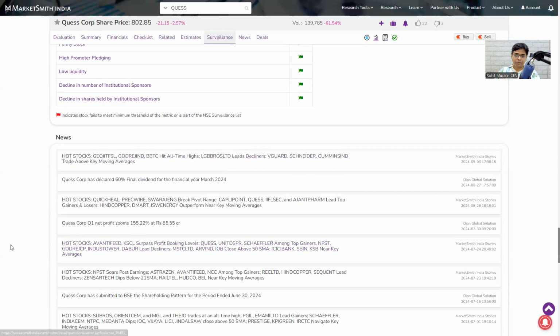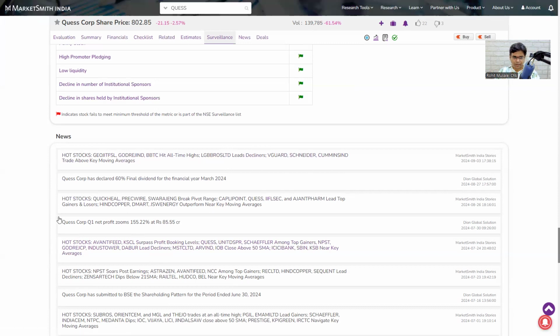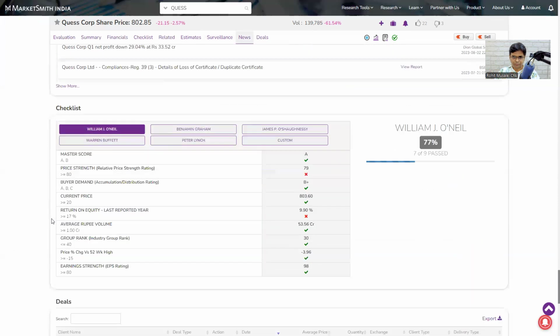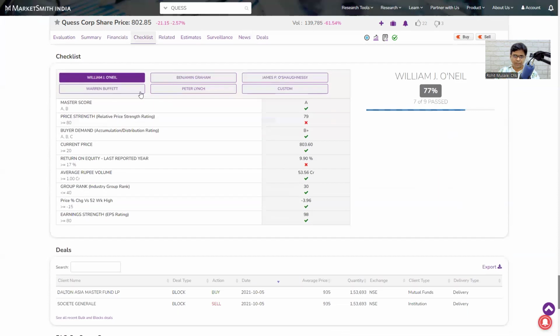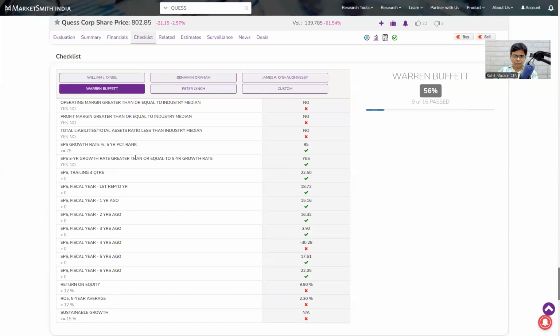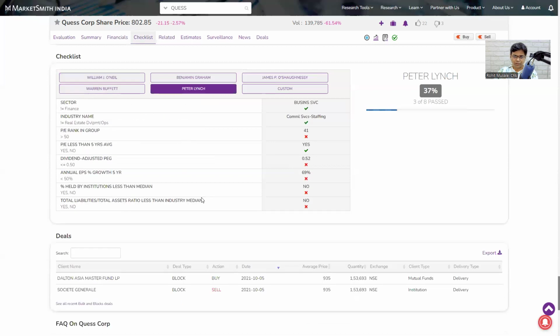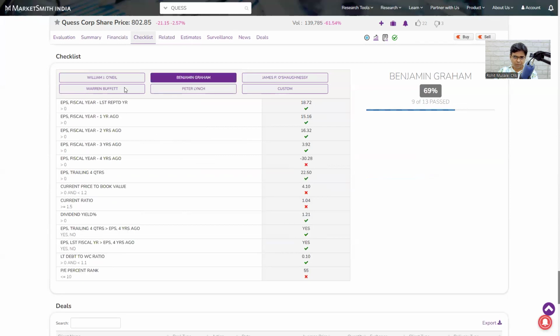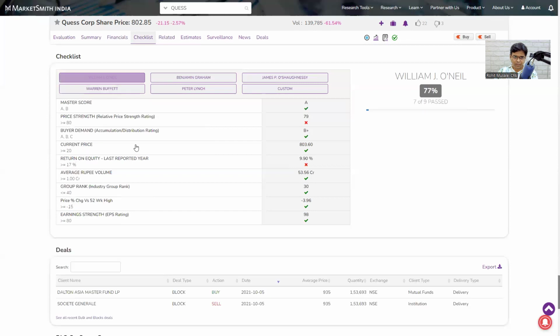So you have to think practically. Okay. Again, news, then you come down, checklist. This is important. So if we look at this stock from Warren Buffett's point of view or from Peter Lynch's point of view, MarketSmith tells us whether it fits in Peter Lynch's criteria, Benjamin Graham's criteria, Warren Buffett's criteria, William O'Neill criteria. So basically, I don't look at all of this because I have my own criteria.